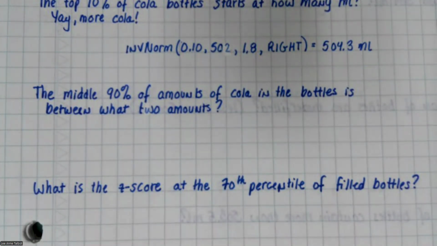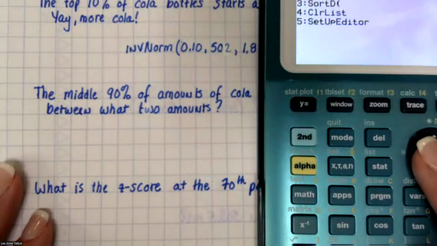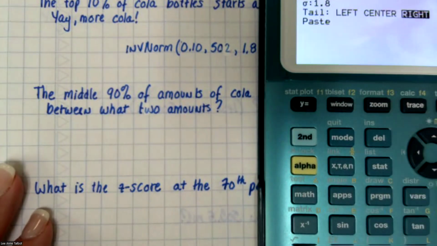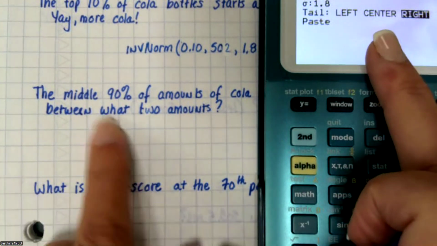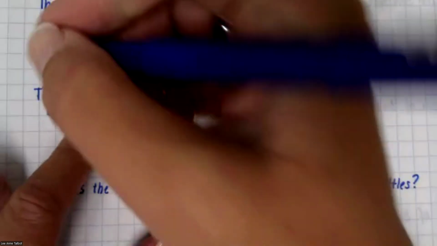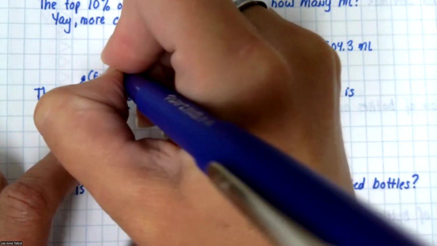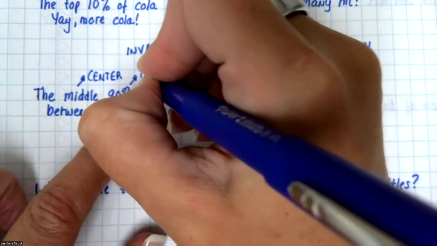The middle 90% of amounts of cola in the bottles is between what two amounts? Okay, so did you notice there was another option in the newer calculator? Center. So when I say the middle 90%, I'm saying center 0.90.